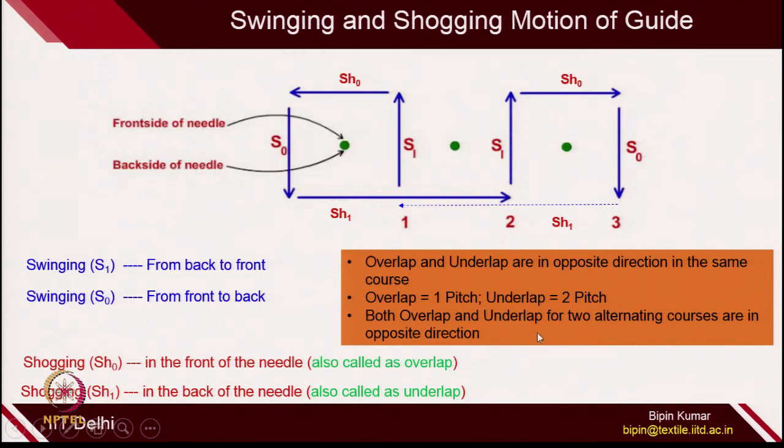And if you see, both overlap and underlap for two alternating courses are in opposite direction. So, this was the first course where the loop was being formed. So, the shogging motion from right to left, the overlap motion was from left to right. Okay. So, these two arrows are opposite direction. If you see at the back side also, first arrow is from left to right and the second arrow is from right to left. So, both overlap and underlap for alternating courses are in opposite directions. In this way, the loop will be getting formed and the guide will be repeating its motion.